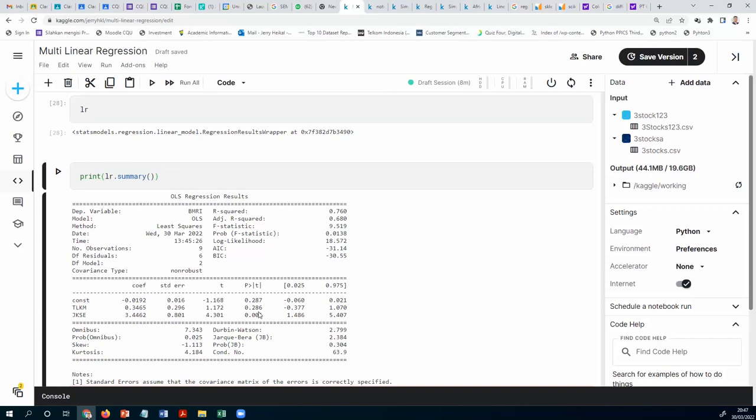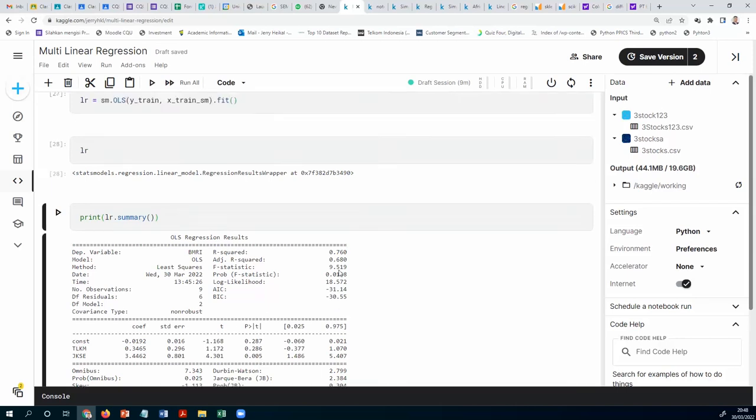Any questions on the multilinear regression? Any questions? Sachin? Yes, Nining. So for multiple regression, the variables will be more than one, yes. Is there any limitation on the maximum number of variables? No, there is no limitation.